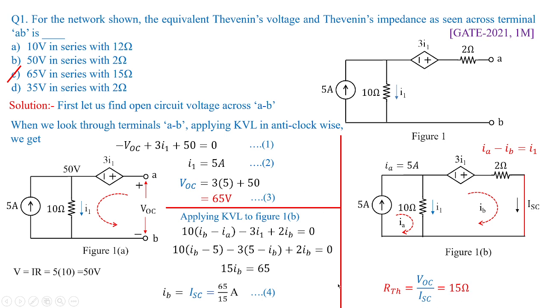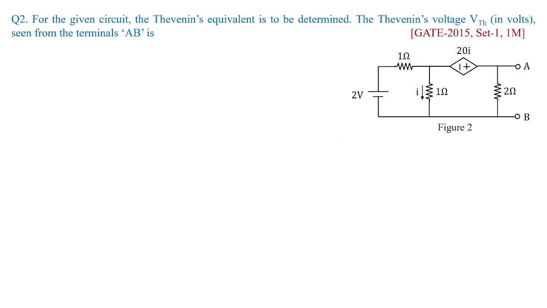This is how the method follows. So it is a very good conceptual problem, and this kind of problem is frequently asked in GATE exams. Remember, in 2021 we had a problem on Thevenin's equivalent circuit based upon a current dependent voltage source. Let us go with the next problem.